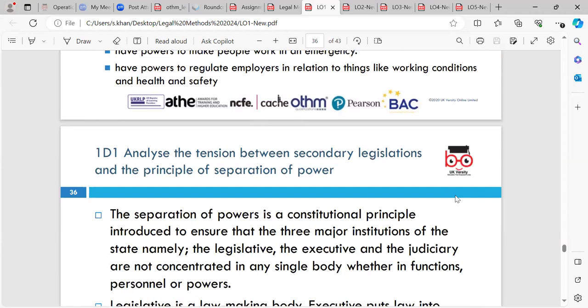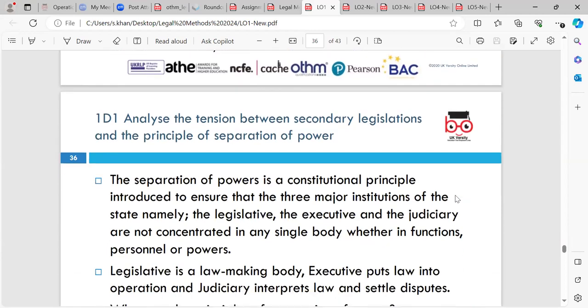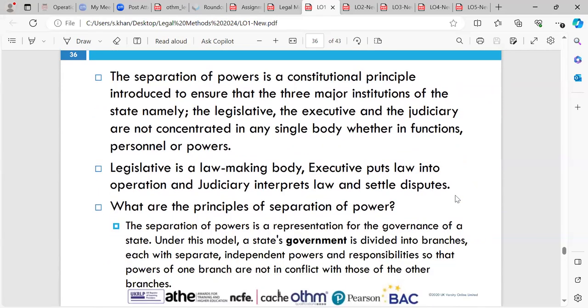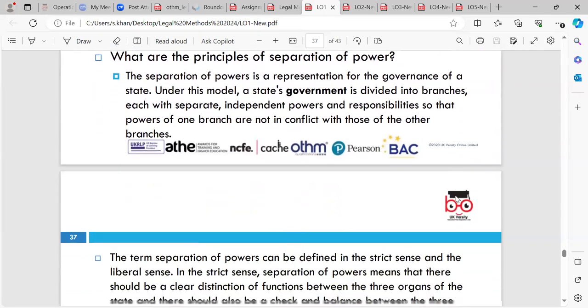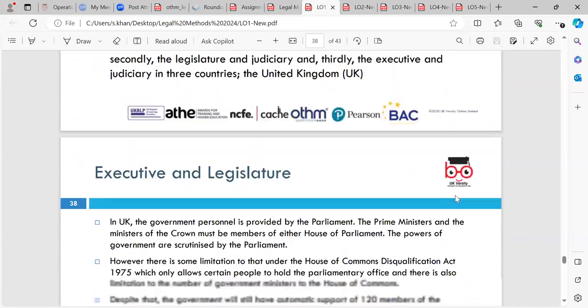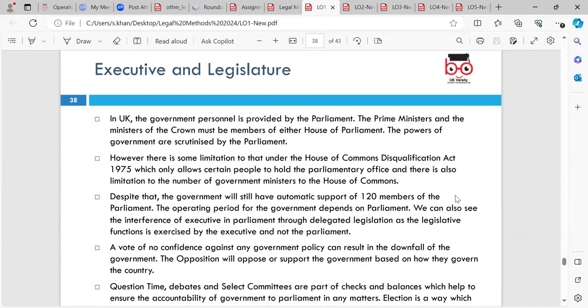We then looked at 1D1, which is to analyse the tension between secondary legislation and the principles of separation of powers. And we looked at the importance of the separation of powers, and the three institutions within this triangle. So you have the legislature, the executive, and the judiciary, and we looked at their powers within separation of powers. We looked at separation of powers in the UK. We also looked at how they work together.